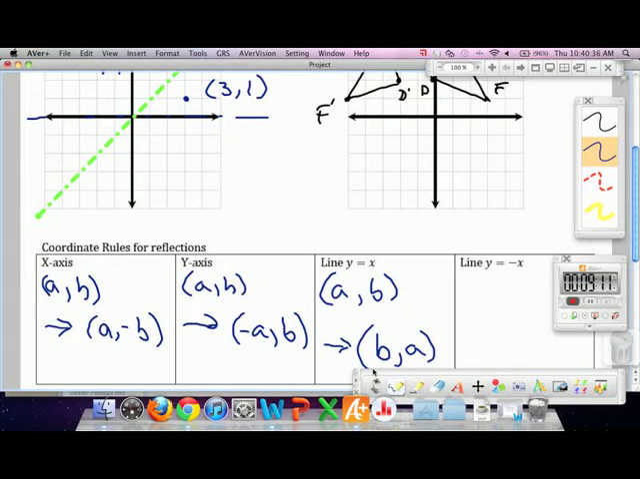Similarly, if you reflect over the line y equals -x, or the diagonal line on a 45-degree angle through the origin, it'll be very similar, only this time we'll go from (a, b) and get transformed to (-b, -a). We'll flip them and change both signs. Opposite of b, opposite of a.